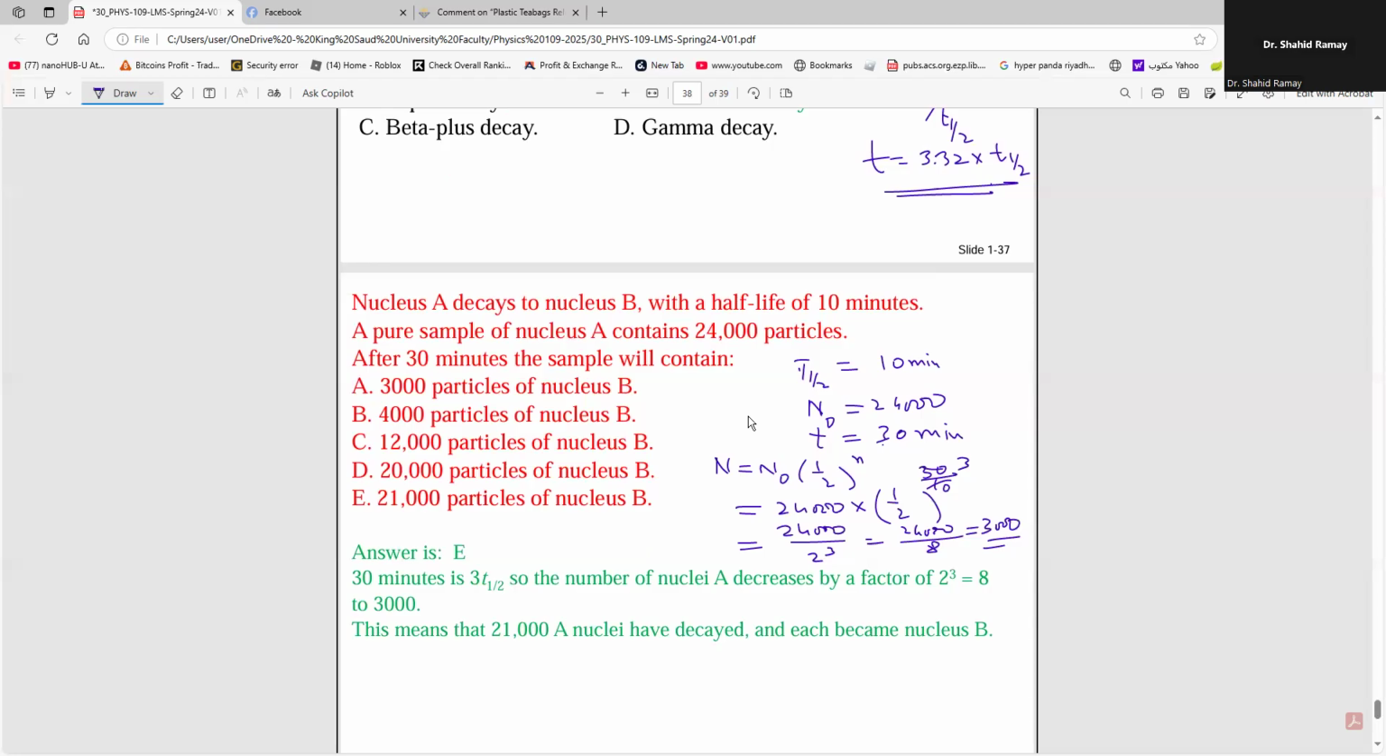Don't say that this is the answer. This is wrong, because what you have found is the undecayed amount. So how many are left in A? He is actually asking about B. The total is 24,000 and the undecayed is 3,000. So what is left in B? It is 21,000. So that's why the answer is this one, not this one. This is not the answer.